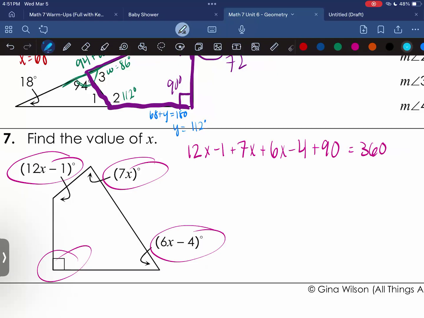Okay? We're still solving for x, so my first step will be to combine all like terms. So 12x plus 7x plus 6x. Remember, when you combine like terms, you look at the symbol in front.